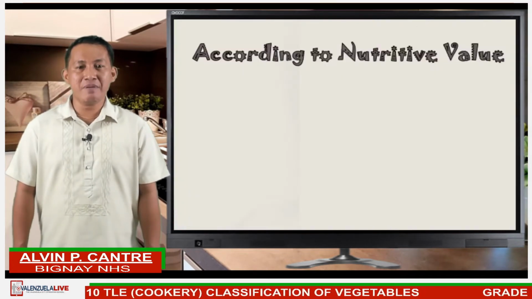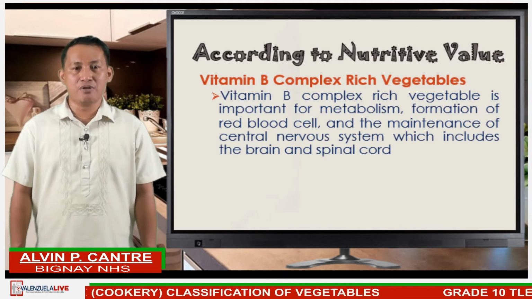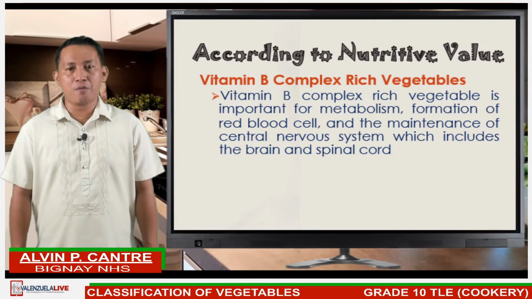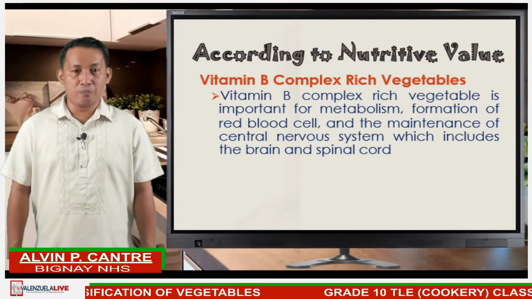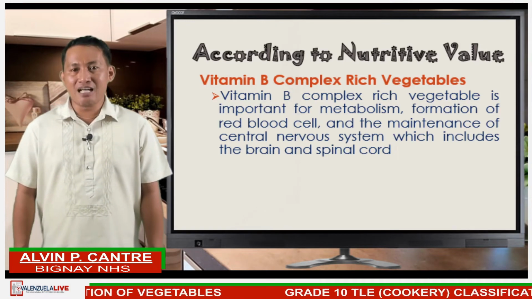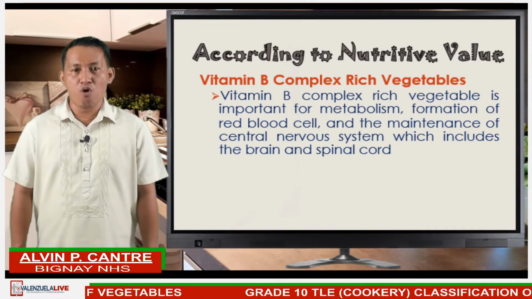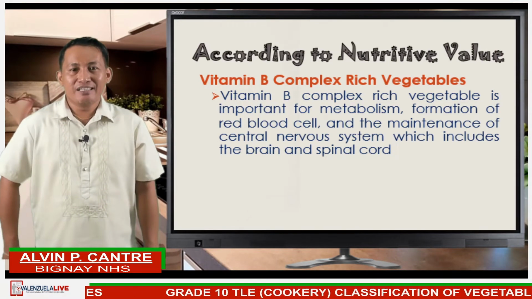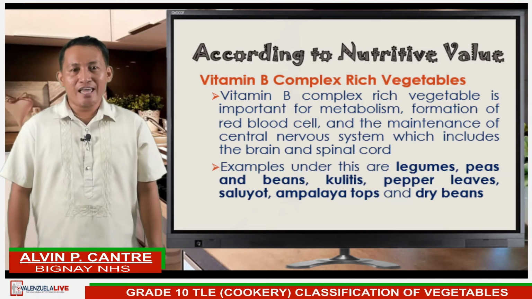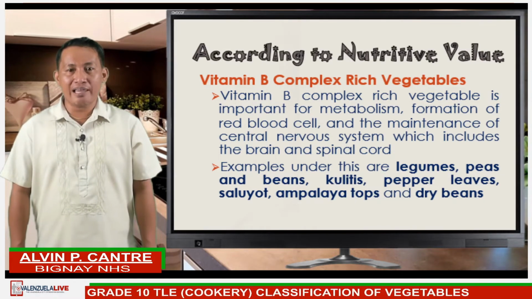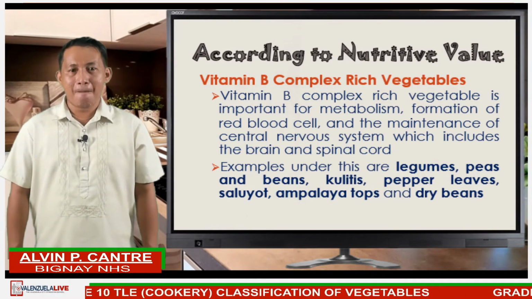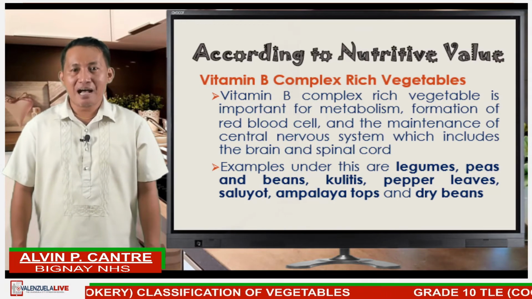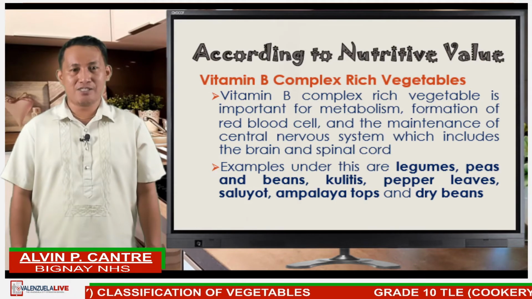Next is vitamin B complex rich vegetables. Vitamin B complex rich vegetables are important for metabolism, formation of red blood cells, and maintenance of the central nervous system, which includes the brain and spinal cord. Examples under this category are legumes, peas, beans, kulitis, pepper leaves, saluyot, ampalaya tops, and dry beans.